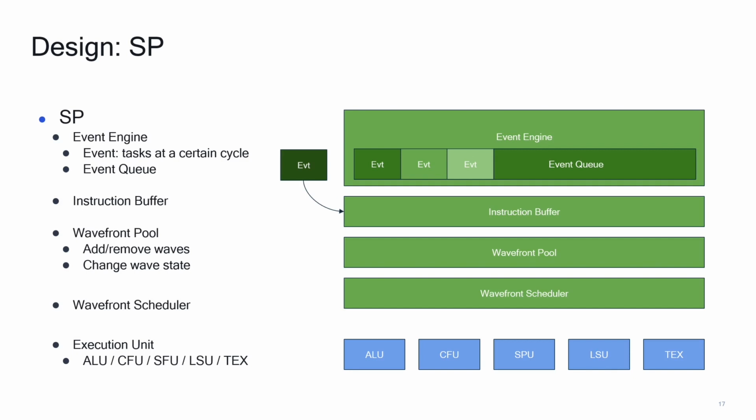An event may fetch instructions from instruction buffer to a wave, add new wavefront to the wavefront pool, or change state of a wavefront, or ask wavefront scheduler to issue instruction to an execution unit. An event can also add a future event in the event queue. We keep popping events out of the event queue. When there's no event in the queue, the whole simulation stops.